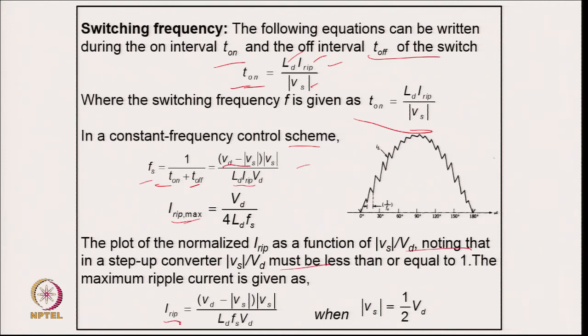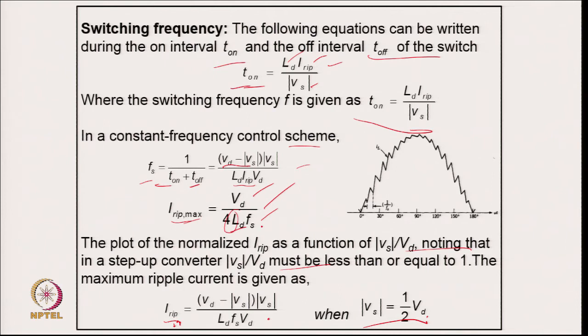So, we can take the I ripple here, and take the derivative of this with respect to Vs, and see at what value of Vs the ripple current will be maximum. When we take the ripple current maximum, we get this relation: the absolute Vs should be equal to Vd by 2, and with this value we get this relation. So, the maximum ripple current depends on the DC link voltage and the switching frequency, and from this relation we can find the inductor, taking the ripple current here.